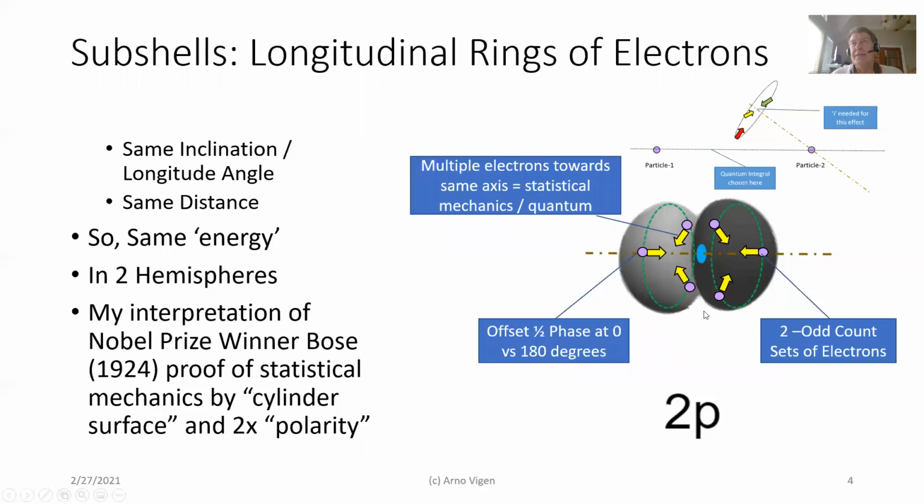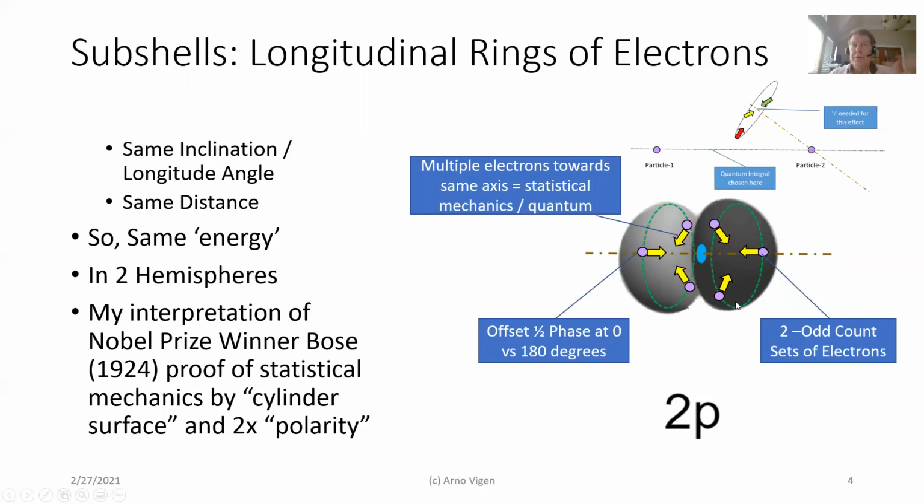And I consider that the center of this ring. Now, this interpretation comes from reading Nobel Prize winner Bose in 1924, his paper, The Proof of Statistical Physics. And he used two words that I found, cylinder surface, and then he said, I have to multiply by 2x to cover polarity. So I think the cylinder surface is these longitudinal rings, and the 2x is hemispheres, because of balance around those things.